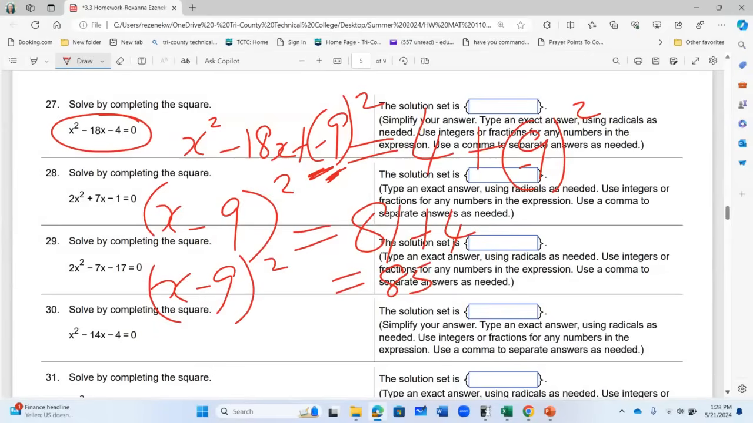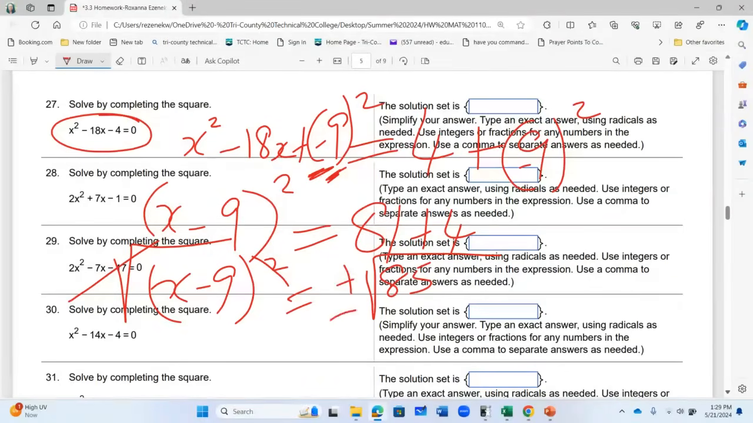Now, at this point, I am solving for x. That's the difference between this and changing it from standard form to the vertex form. I am just solving for x, so I'm going to find the square root of both sides. The square will cancel with the square root. Remember that whenever you find the square root, you got to write plus or minus.